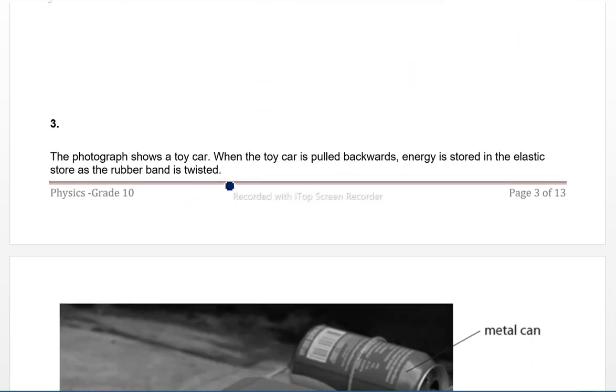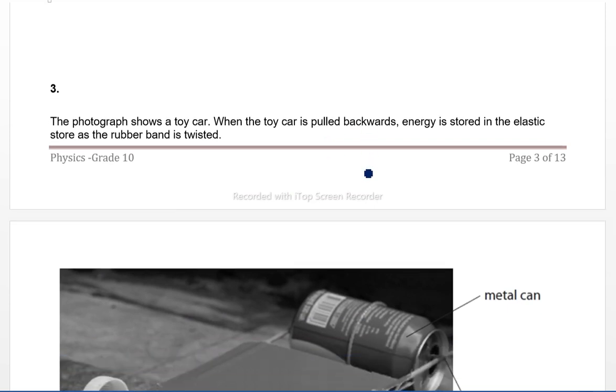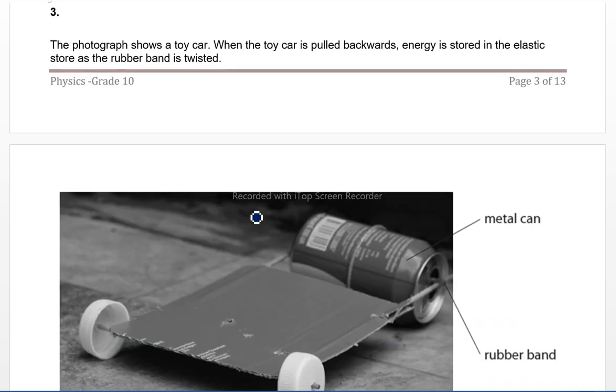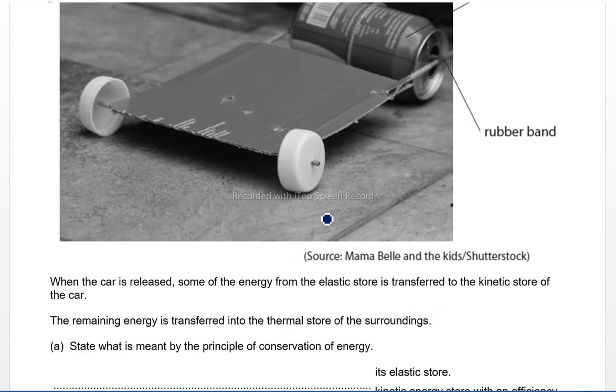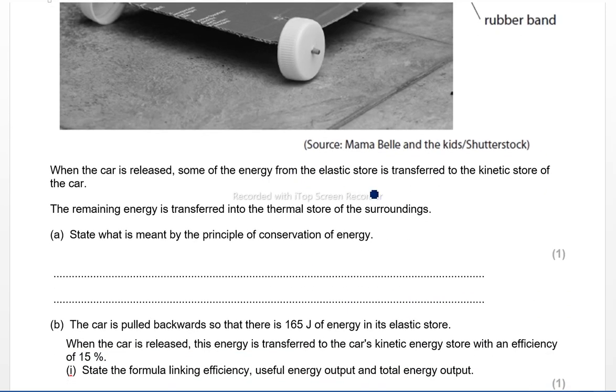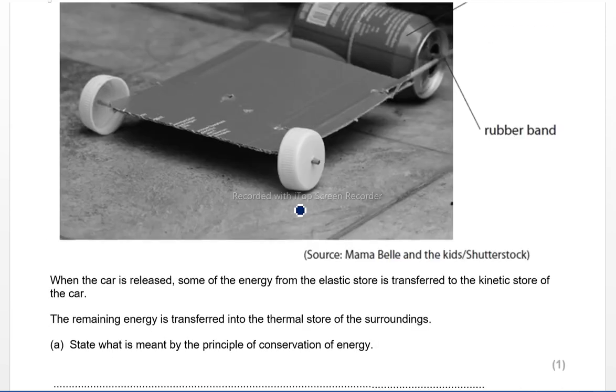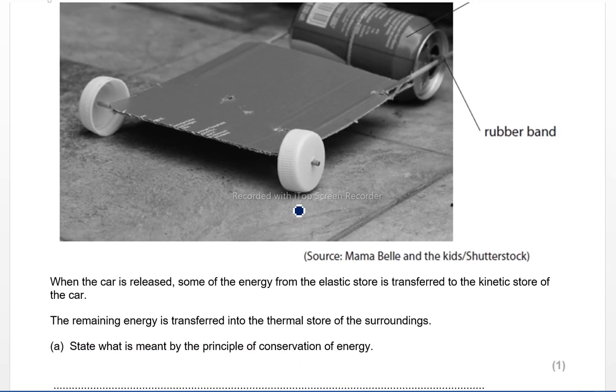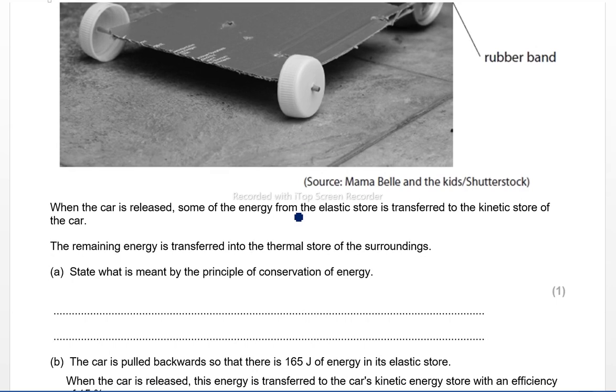The photograph shows a toy car. When the toy car is pulled backwards, energy is stored in the elastic store as the rubber band is twisted. So what they're saying is the energy is stored as elastic potential energy. When the car is released, some of the energy from the elastic store is transferred to the kinetic store of the car. The remaining energy is transferred into the thermal store of the surroundings. Thermal store means what? We don't need to heat the surroundings, so that has to be a loss. So the useful type of energy here has to be kinetic energy.